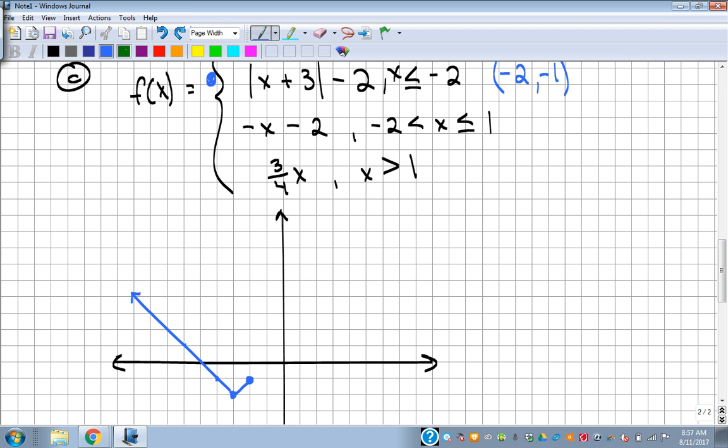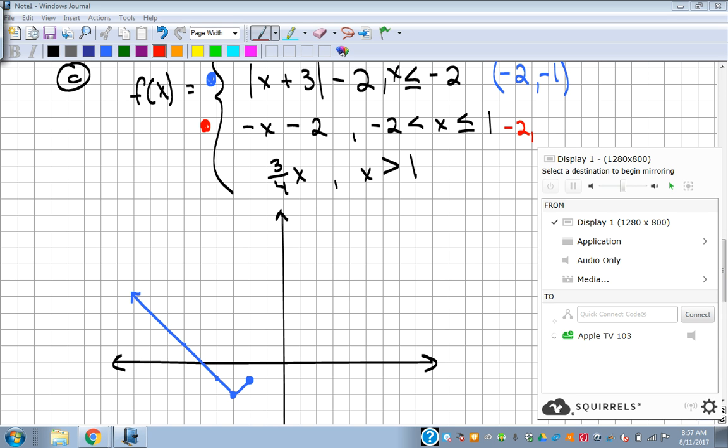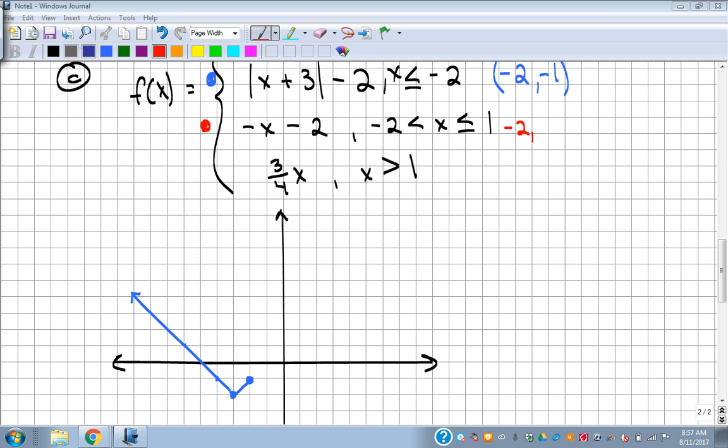I'm going to do a different color for this one. Red. Negative 2. If I plug negative 2 into the equation, we can still talk. If I plug -2 into -x minus 2, what's the y value? -2 would be +2, -2 would be 0. So -2, 0 is an important point.